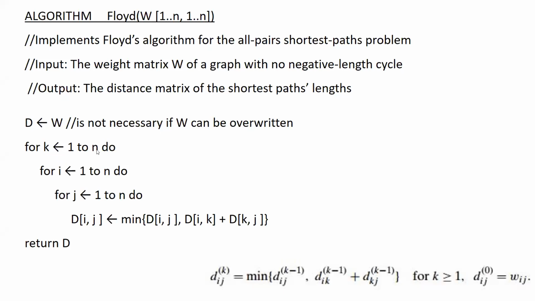For k equals 1 to n, I must do this. For the purpose of processing a matrix, I require two loops, I and j. For I equals 1 to n, j equals 1 to n. Both these loops must be repeated k number of times, that is k equals 1 to n.